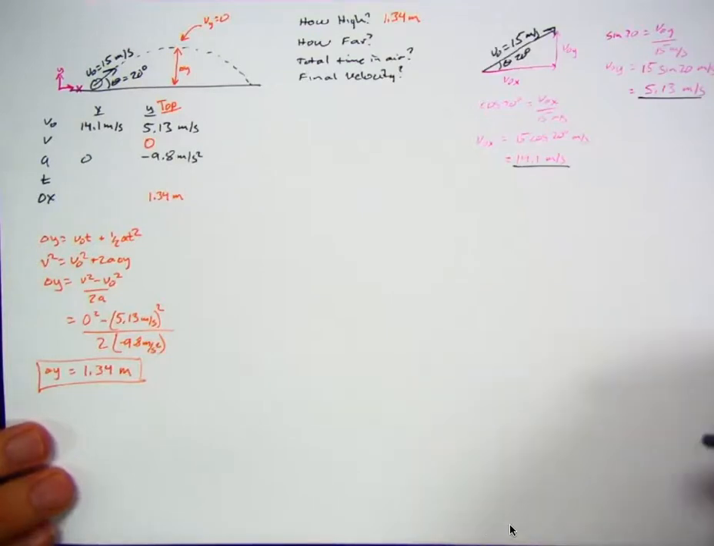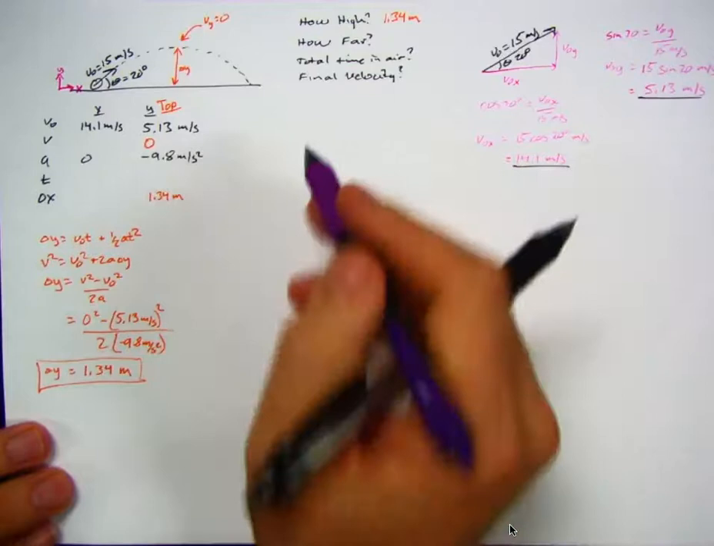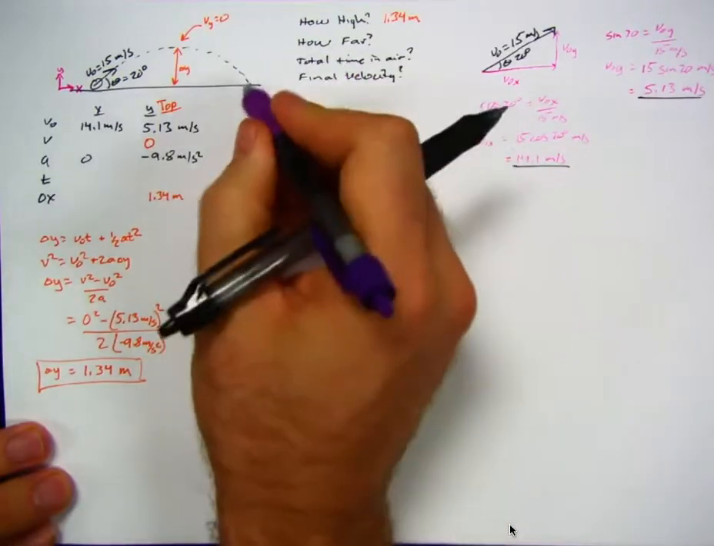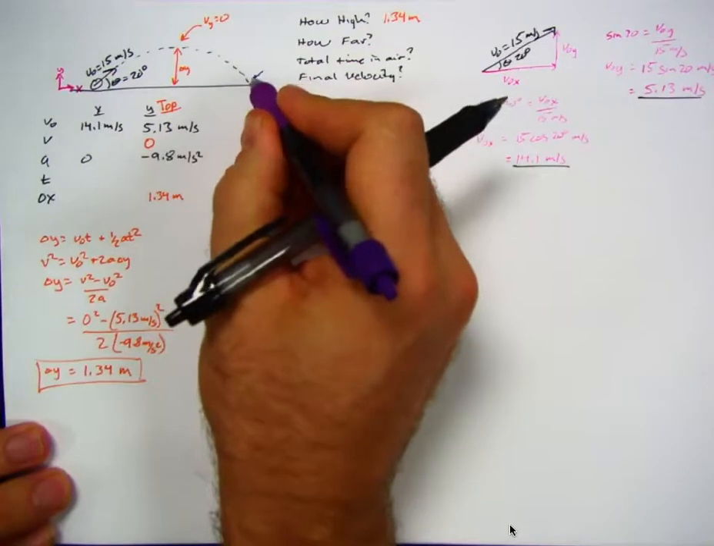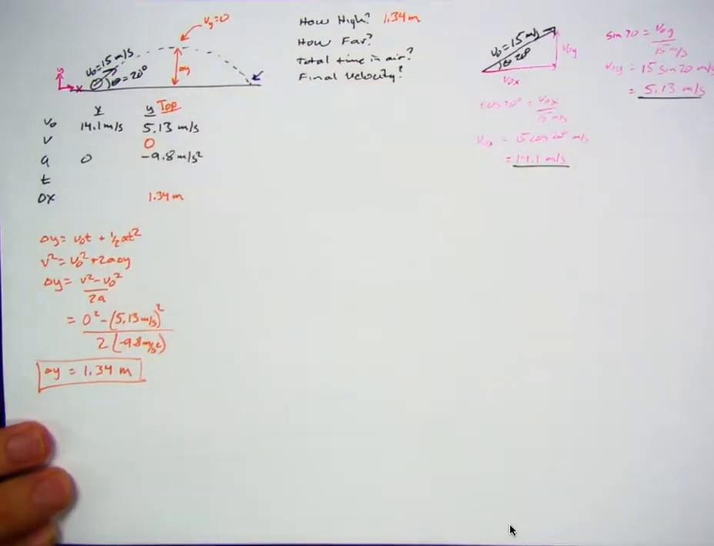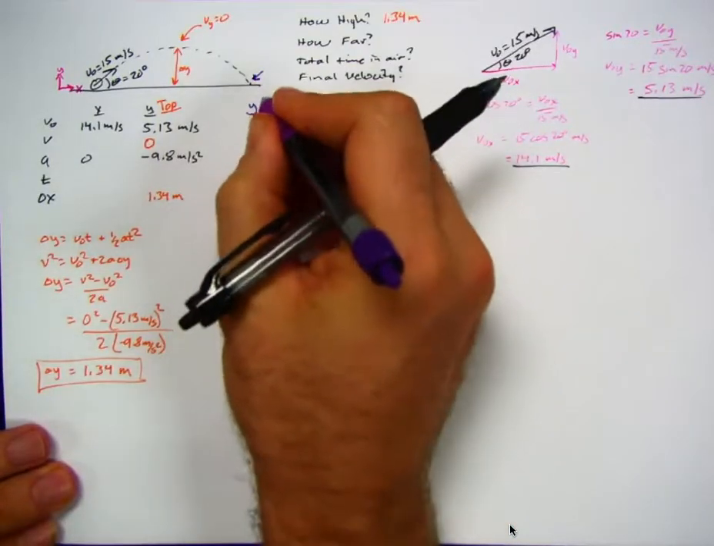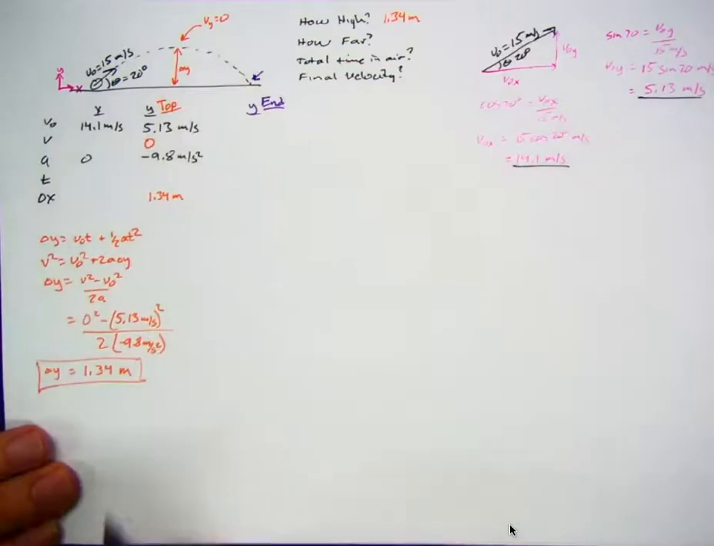The next question is how far does it go? How far does it go and total time in the air? Those are both questions that are interested in this point right here. I want to know clear to the end over here what's going on. All right, so I'm going to need another column of variables to the end, not just to the top, but I want to go clear to the end.